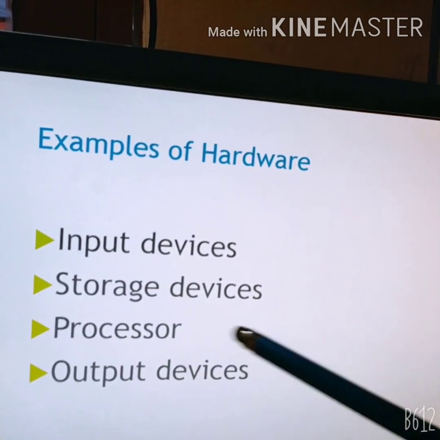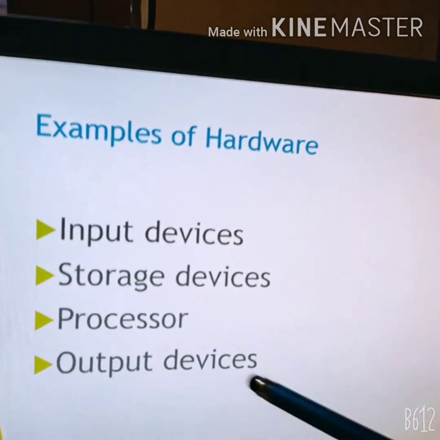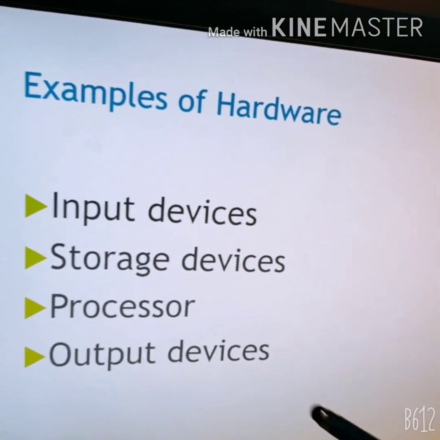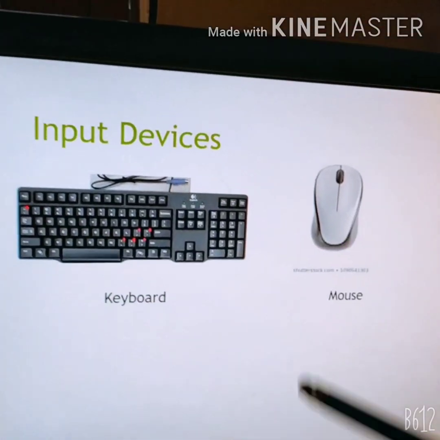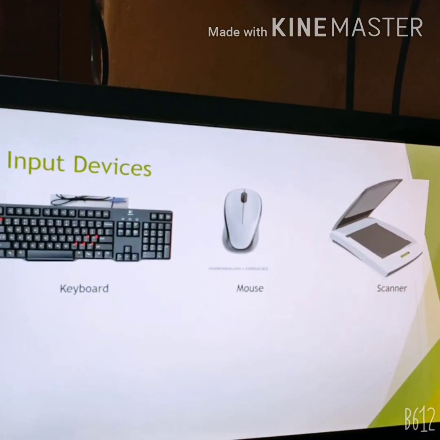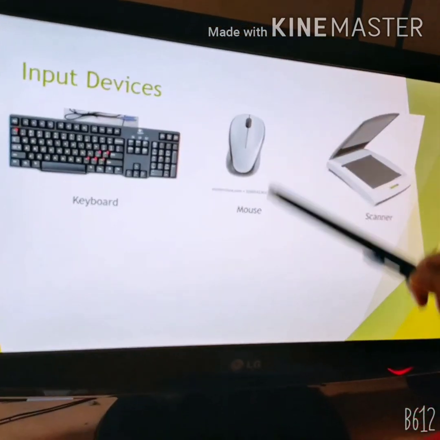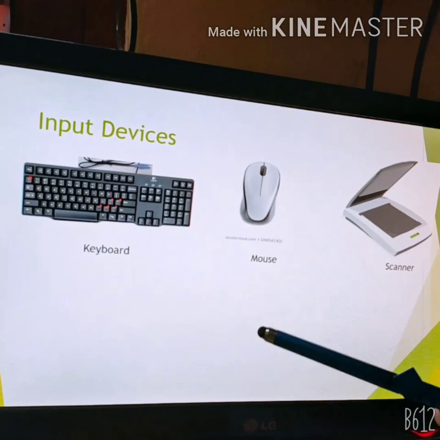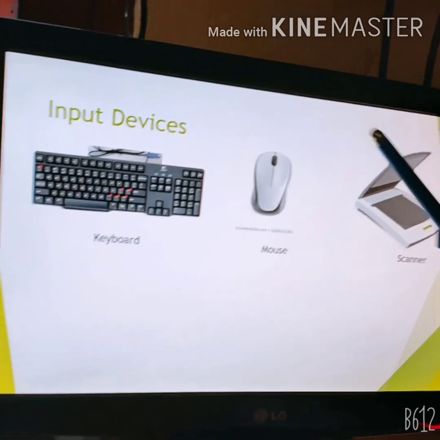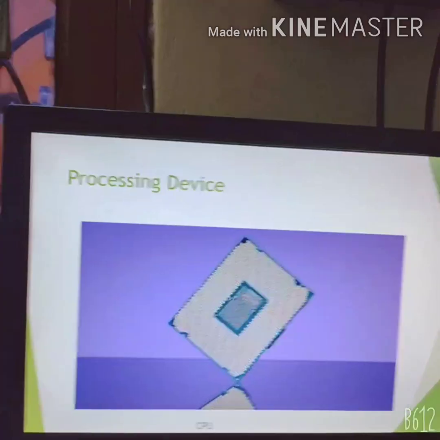Input devices, storage devices, processor, output devices. Now see some examples of input devices. Keyboard, it is a hardware. Mouse, scanner, light pen. So all these are the hardware parts.